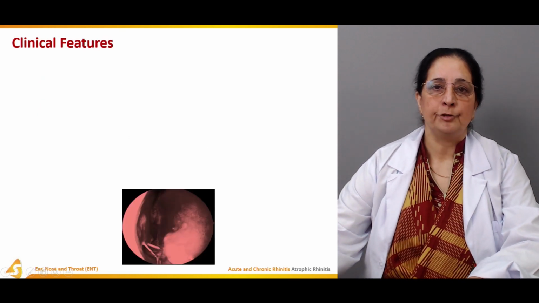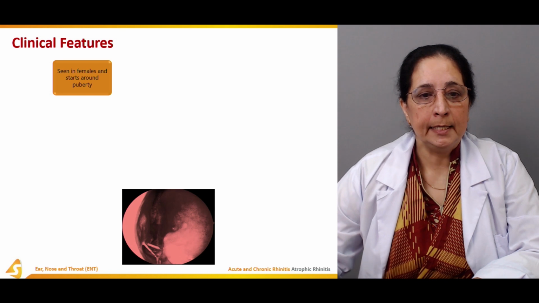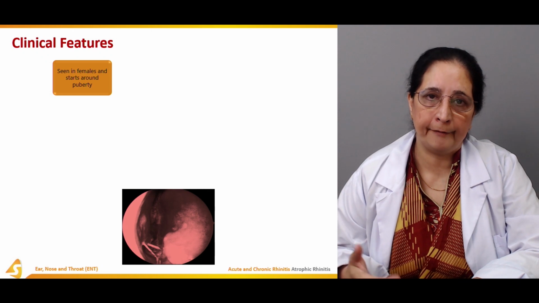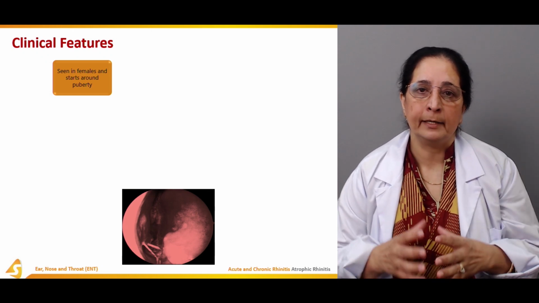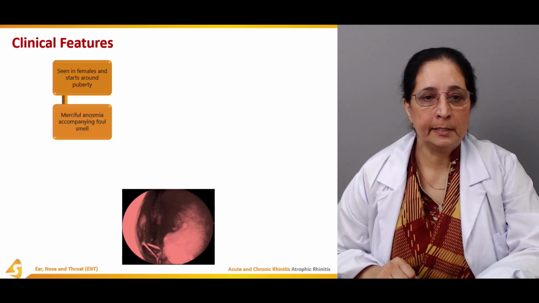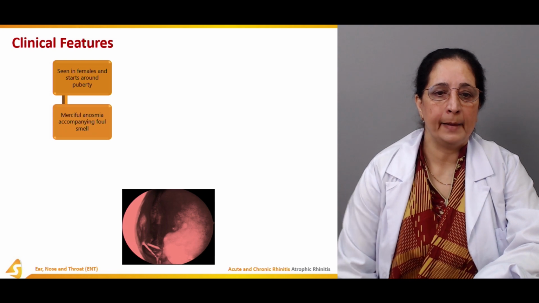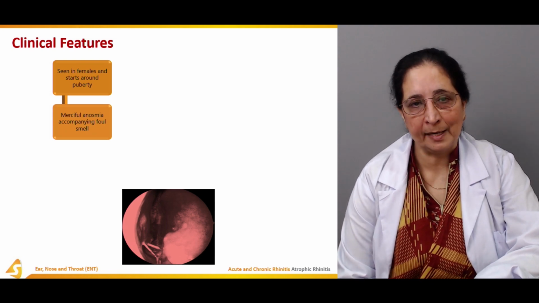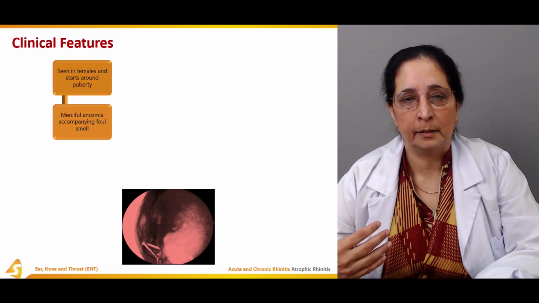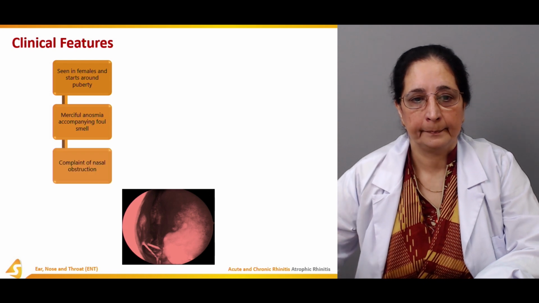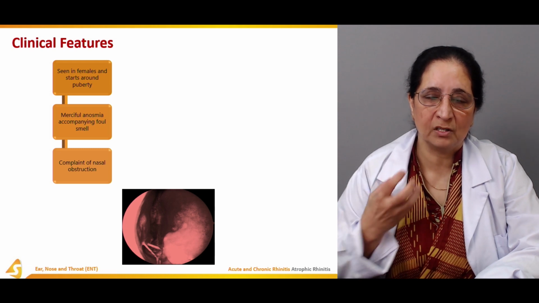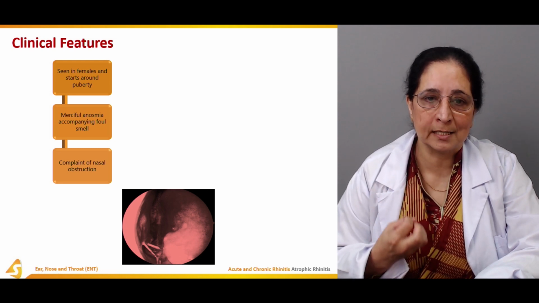Clinical features of atrophic rhinitis: it is seen in females and starts around puberty. So females are affected more, and the age of onset is usually puberty. There is anosmia accompanying the foul smell. So foul-smelling crusts are present, and there is also anosmia or absence of smell. Complaint of nasal obstruction is present because of those foul-smelling crusts.